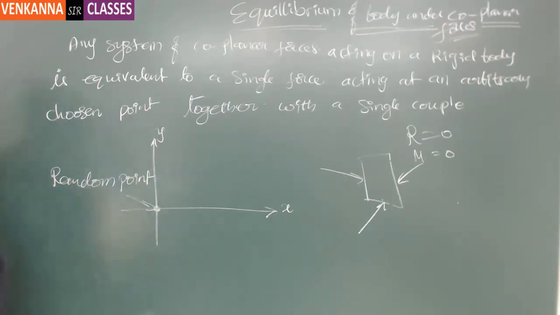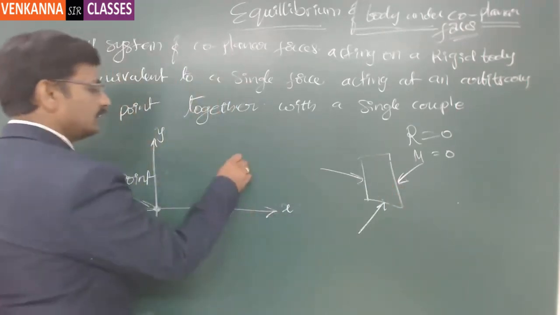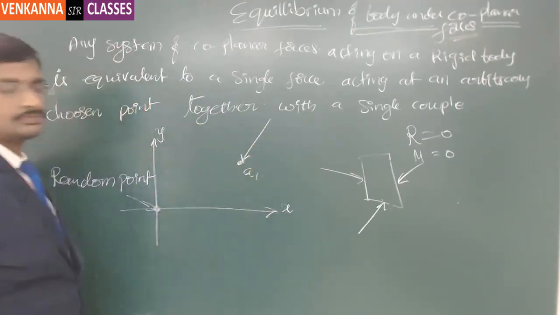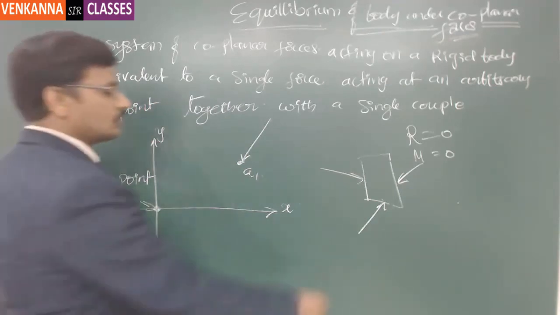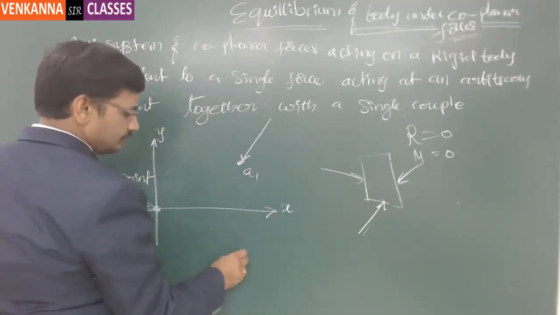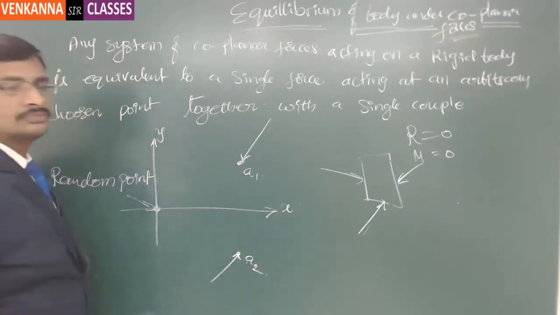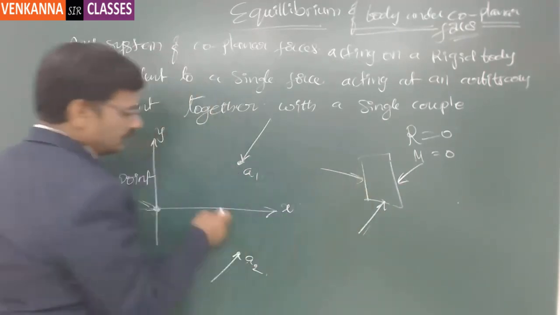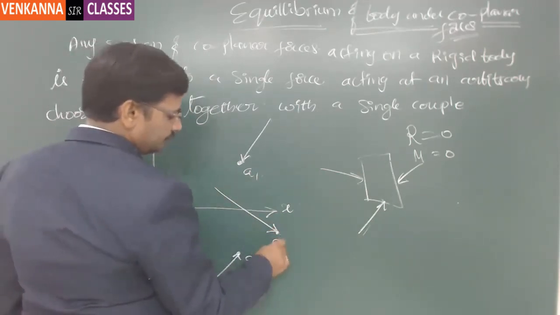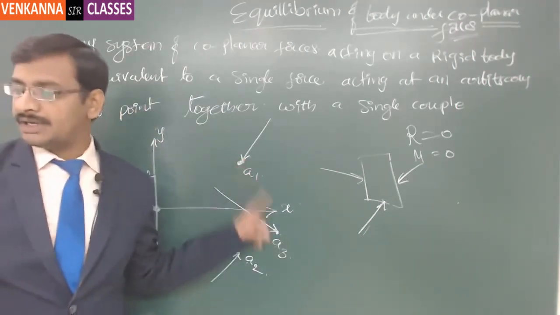Now actually if I draw this particular force, let us say it is acting at a location called A1. Let us say this is the A1 location and it is acting like this. And this force at the A2 location is acting upward. And at this point, let us say this is the A3 location. Now three different forces are there, and these operate at three different locations on the body.